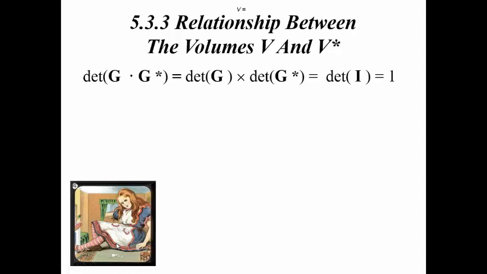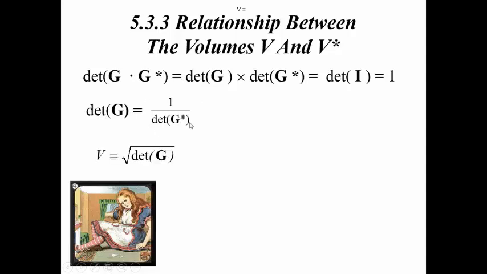Now we want to look at the relationship of volumes. Volume is all about filling up space, and here's Alice when she's in her huge state in this little house where she's crawling around. And we know that the determinant of the product of two matrices is equal to the product of the determinants. In this case, G times G* would be 1, so the determinant is 1. So we can see that the determinant of G is equal to 1 over the determinant of G*.